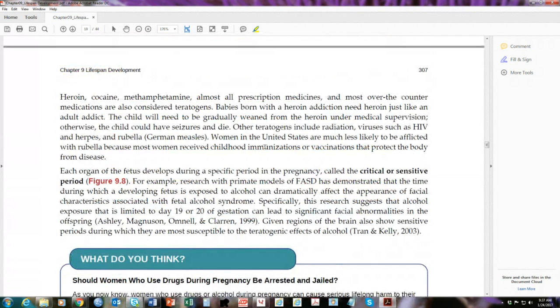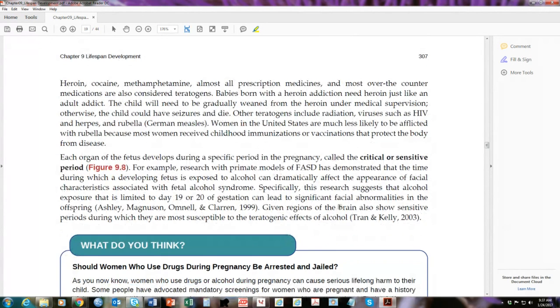And then a number of other drugs. Drugs that people sometimes take recreationally: heroin, cocaine, methamphetamine. All of these, and a whole wide variety of prescription medications for a variety of ailments, can have teratogenic effects. And so, ideally, if you can get through a pregnancy without drinking, doing drugs, and also eating a good, proper diet, then your baby will certainly be better off for it.